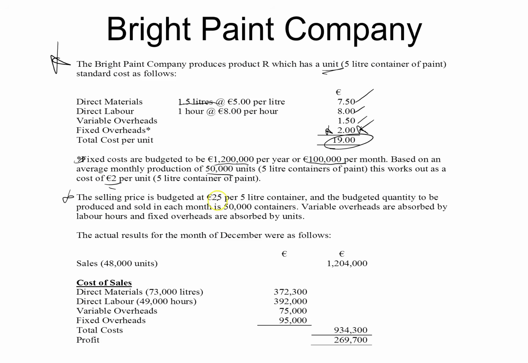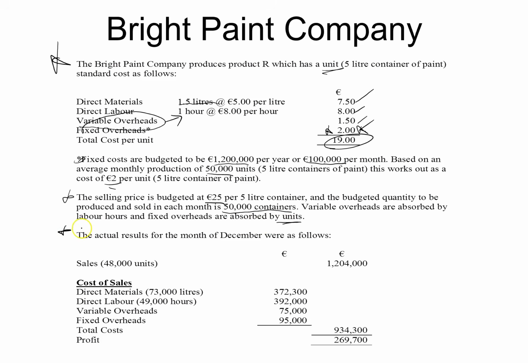The selling price is budgeted at €25 per 5-litre container, and the budget quantity to be produced and sold in each month is 50,000 containers. So the plan is to produce 50,000 containers. Variable overheads are absorbed by labour hours, so variable overheads here are going to be linked directly to labour hours. And fixed overheads are absorbed by units.